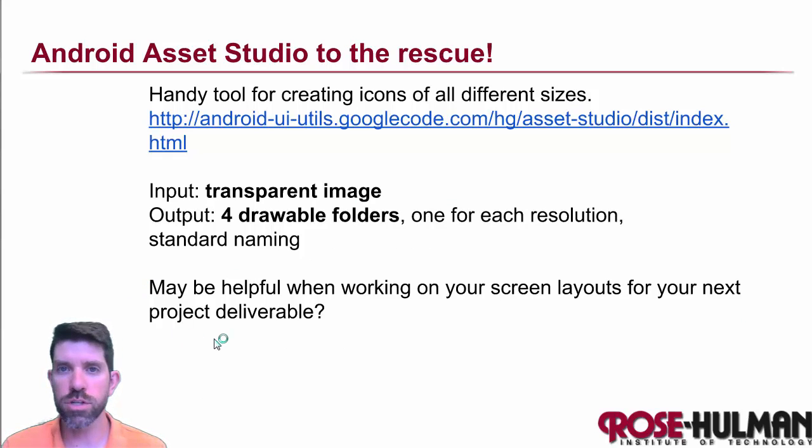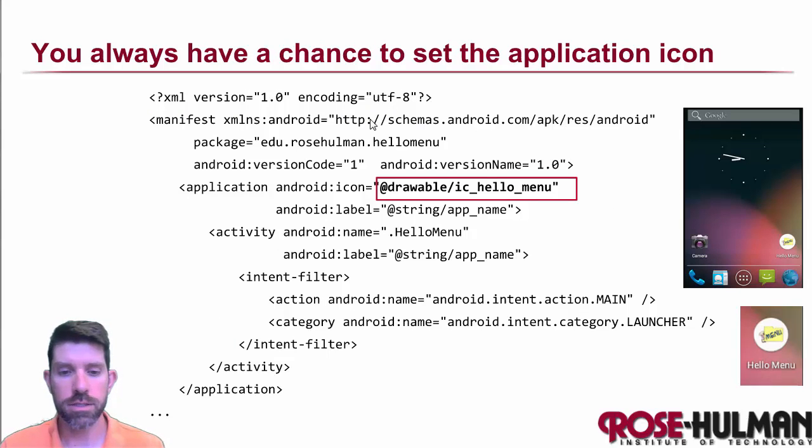One last thing while we're talking about icons is that you always have a chance to set your own application icon after the fact. We usually set them while we're creating our project, but if afterward we want to change it, just a reminder that that's right inside the manifest under application, and there's a place to set your icon.